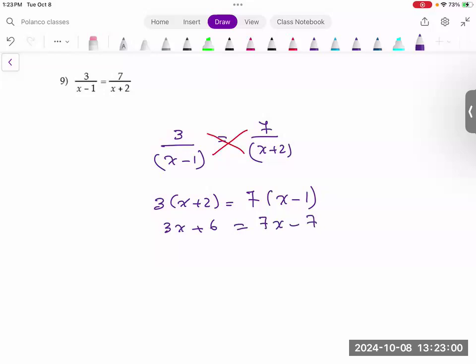And then, I mean, you can take the 3x, move it to this side, and the minus 7, move it to this side. So this is going to be 7x, I didn't move it. The 6, I didn't move it. 3x became minus 3x. And here you're going to have a 7. Are we okay with this? Yeah. So let me do it a different way, right?